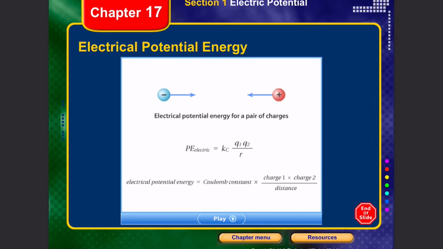Now how do you calculate the electrical potential energy? By using the formula PE electric equals Kc times Q1 Q2 by R. Kc here is again Coulomb's constant, Q1 and Q2 are the charges that you are trying to look at, and R is the distance between them. So electrical energy is Coulomb's constant times the charges divided by distance.